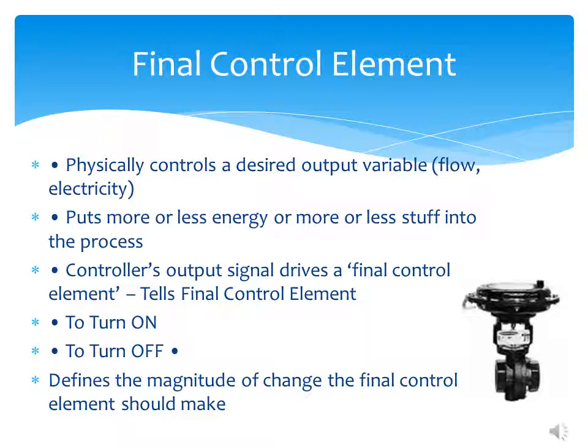Final control element. It physically controls a desired output variable, such as flow or electricity. It puts more or less energy, or more or less stuff, into the process. The controller's output signal drives a final control element. It tells the final control element to turn on or to turn off, and defines the magnitude of change the final control element should make.